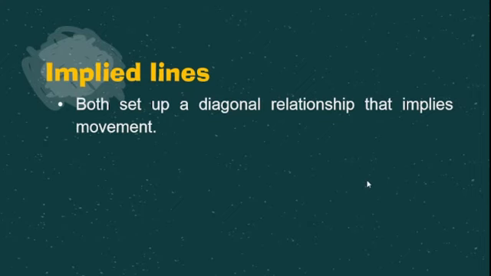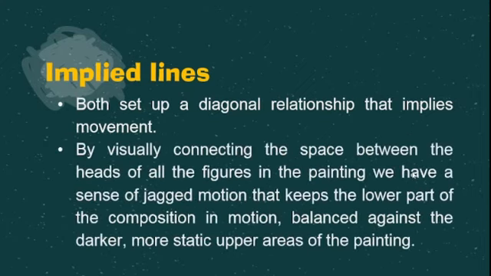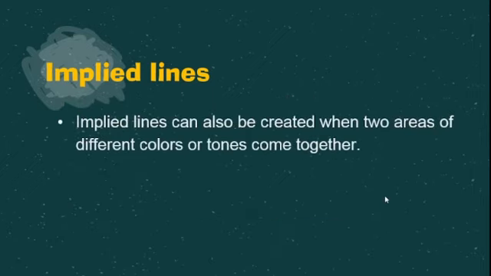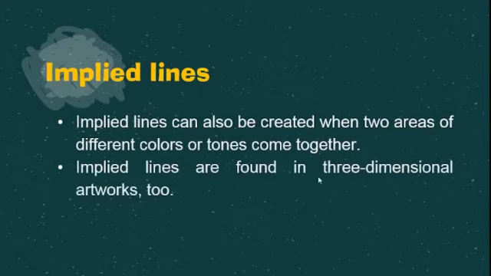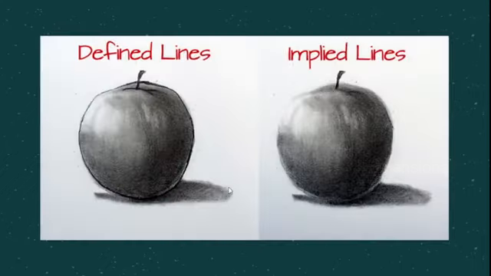Both set up a diagonal relationship that implies movement. By visually connecting the space between the heads of all the figures in the painting, we have a sense of jagged motion that keeps the lower part of the composition in motion, balanced against the darker, more static upper areas of the painting. And implied lines can also be created when two areas of different colors or tones come together. Implied lines are found in three-dimensional artworks too.